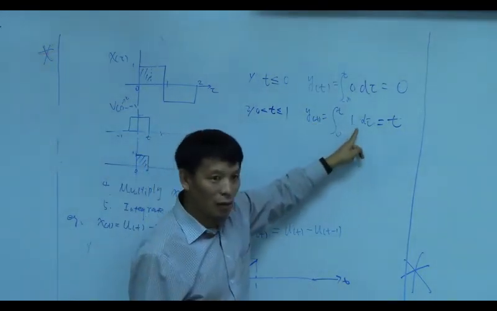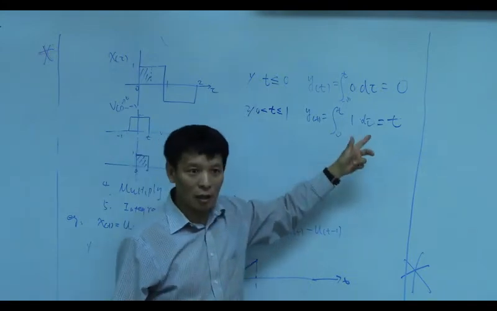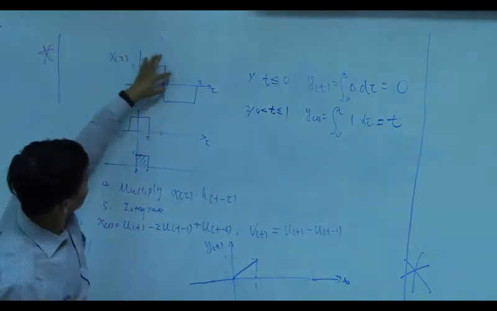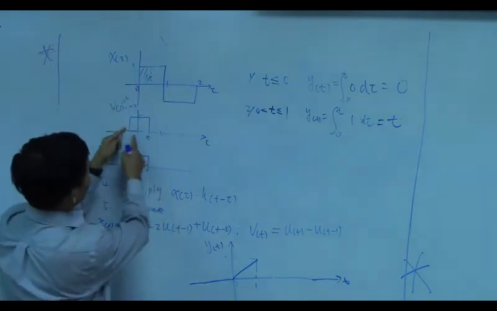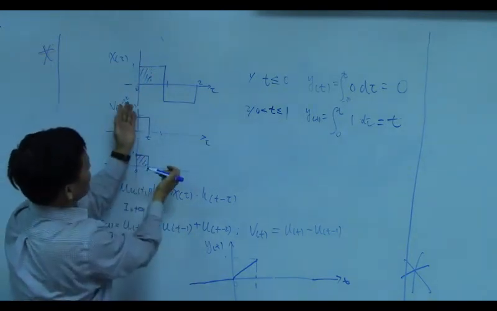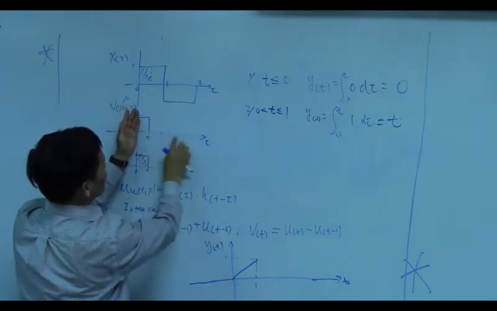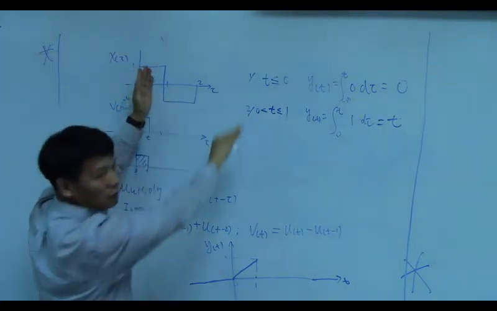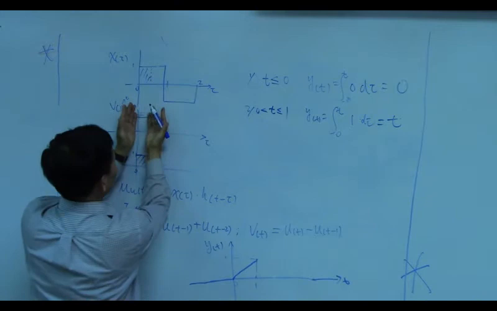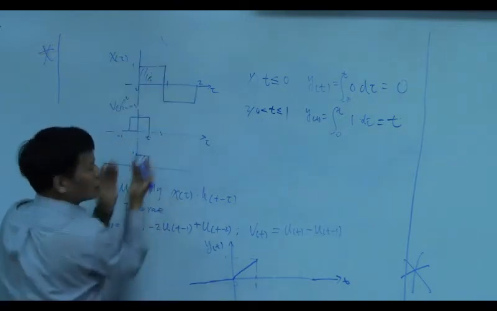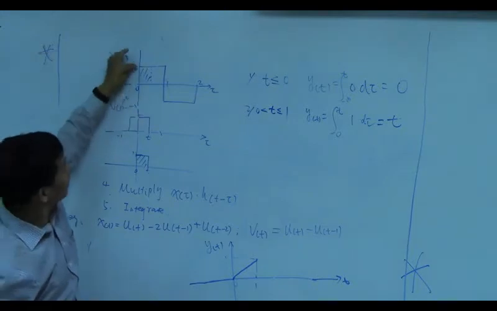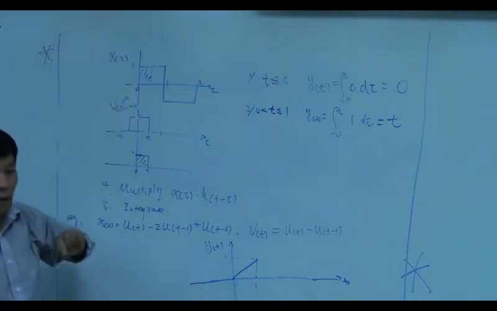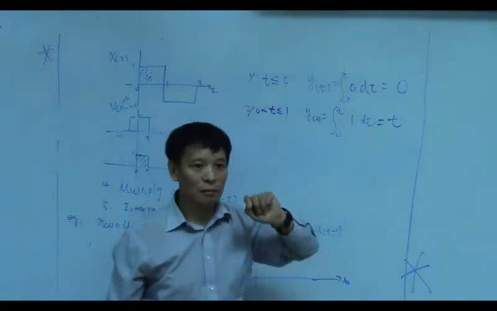Then why is this 1? Because this is the product. The product means this signal multiplied by this signal. You can see here we have nothing, so this one is gone. This part is nothing, so multiplied by this part is gone, because it's 0. What we have is only this part, and this amplitude equals 1, this one equals 1, so 1 times 1 equals 1. That's why you get 1 here.